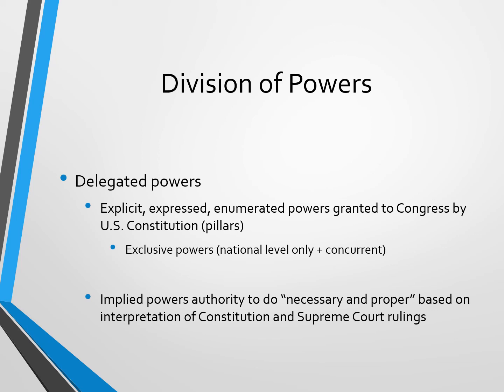Then we have implied powers. So these are not specifically stated in the Constitution, but it gives Congress, it gives the president, it gives the courts the ability to do what needs to be done for the country when it needs something. So it gives them the authority, using the necessary and proper clause, based on the interpretation of the Constitution and the Supreme Court rulings. So they're implied to do whatever the country needs done.